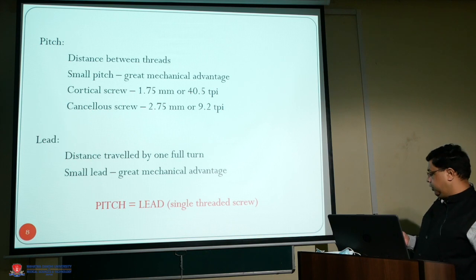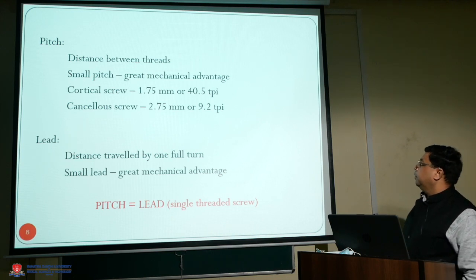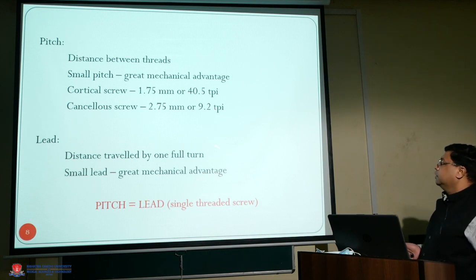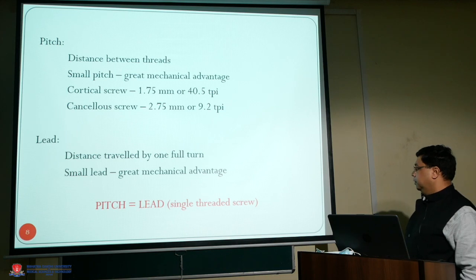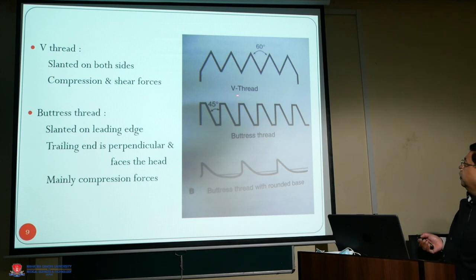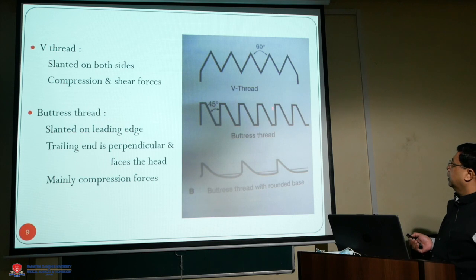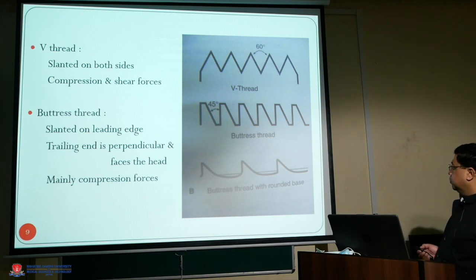A cortical screw has a pitch of 1.5 mm or 40.5 threads per inch. And a cancellous screw has 2.75 mm or 9.2 threads per inch. Lead is the distance traveled by a full turn of the screw. A small lead gives greater mechanical advantage. And threads may be V-type or buttress type, in which one part of the thread is flattened, so pull-out strength is more.